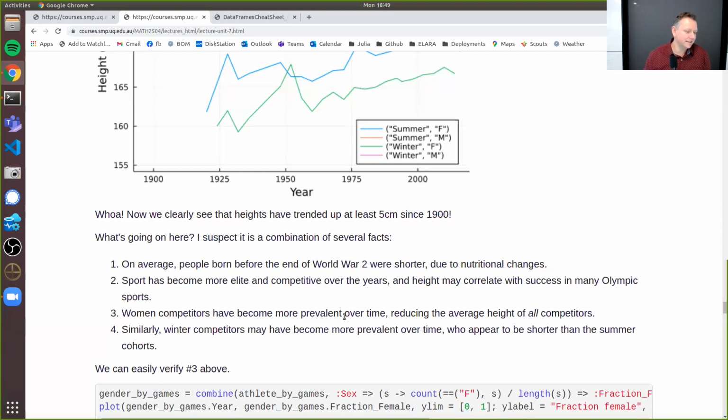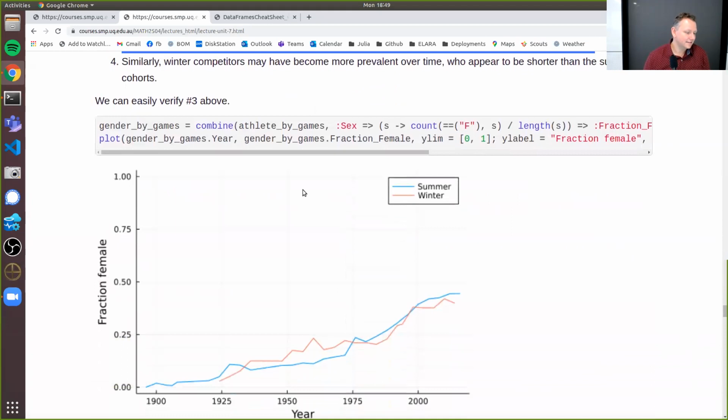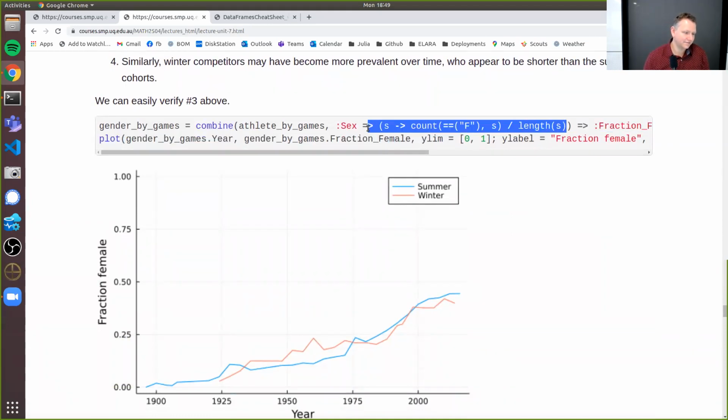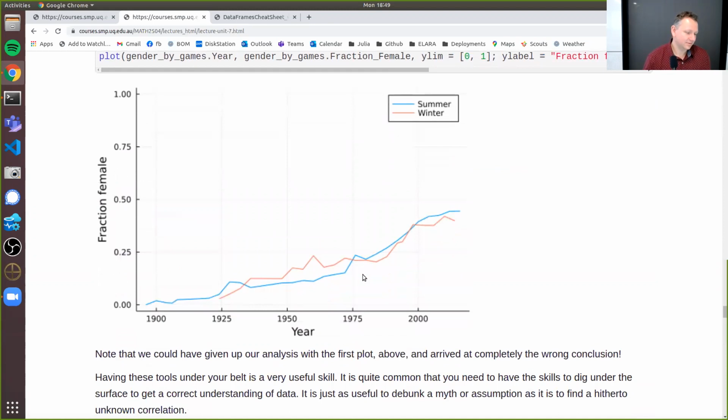So we can look at number 3 here and verify it. What I've done is create the fraction of people whose sex was F and plotted that as a function of year for the summer and winter games. Now we can see that both the summer and the Winter Olympics started out entirely male and have grown to be not quite 50%, but closer, so 40% female now.